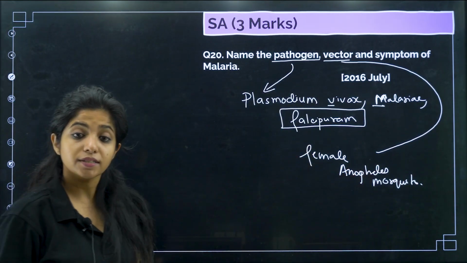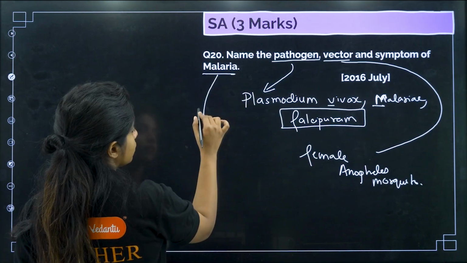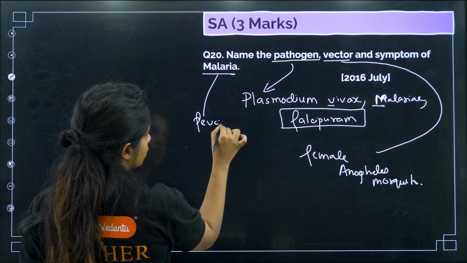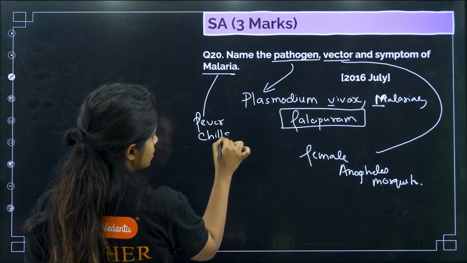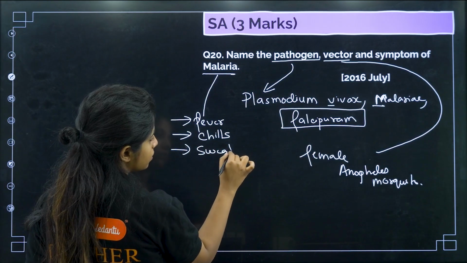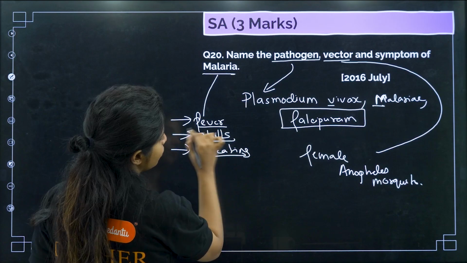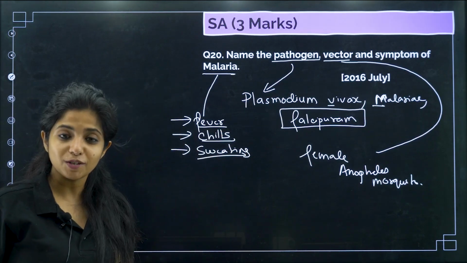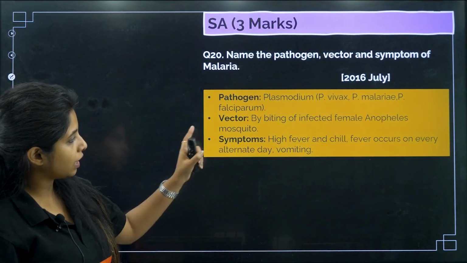Okay, and what is a symptom of malaria? You will be having fever, you will be having chills, you will be having sweating. All these are features, or symptoms, of malaria. So over here I have written everything.